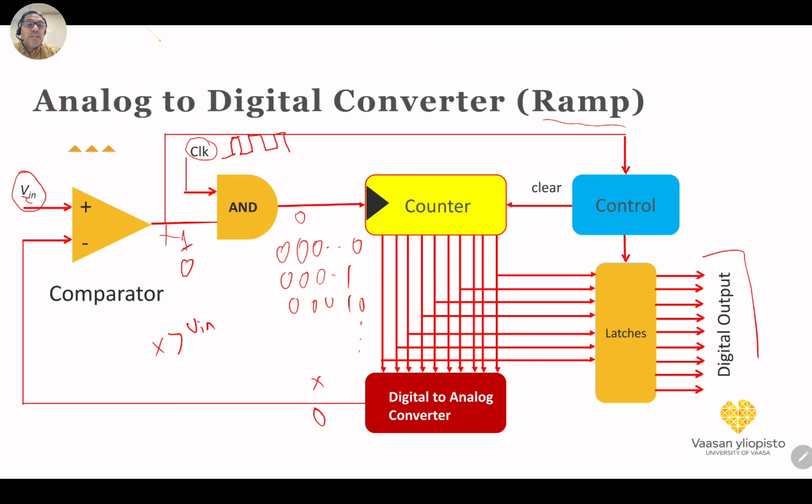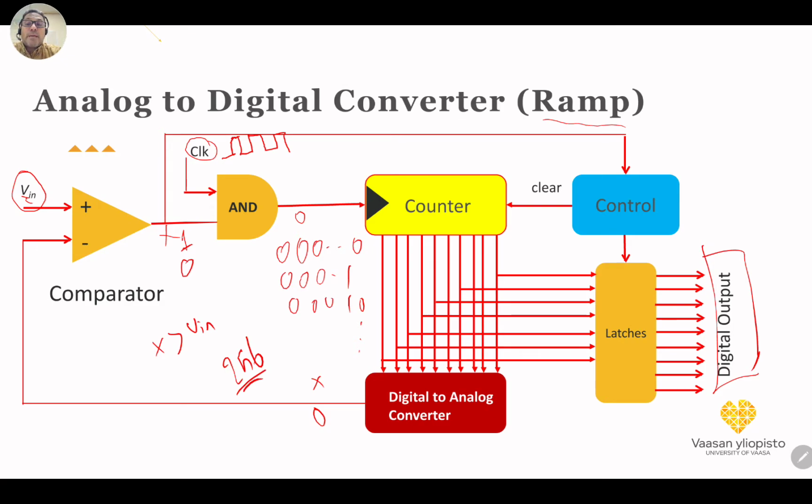So the output here will be the digital output, which is representing the input v input. So you can see that it is very simple to implement. It can be implemented easily, even in a first course in logic analysis, for example, in the laboratory. But the problem is that this one is not suitable for fast applications. The reason: assume that we have an 8 bit counter, it means that it will count 256 times.